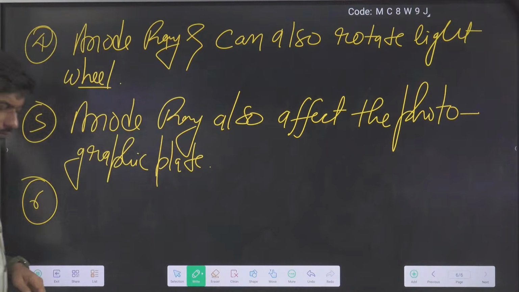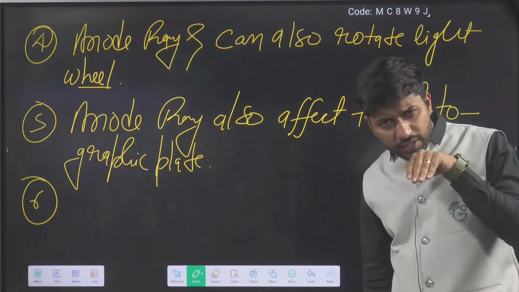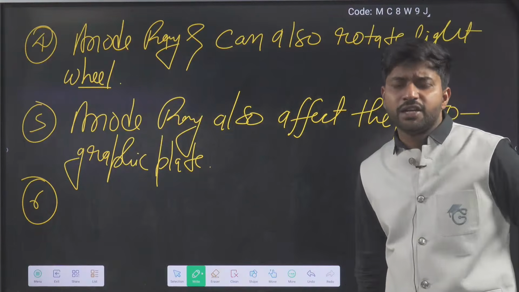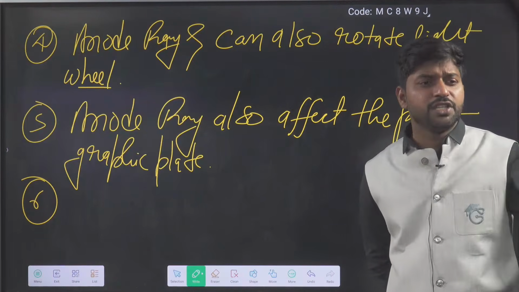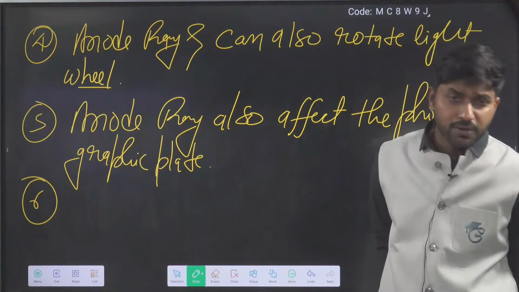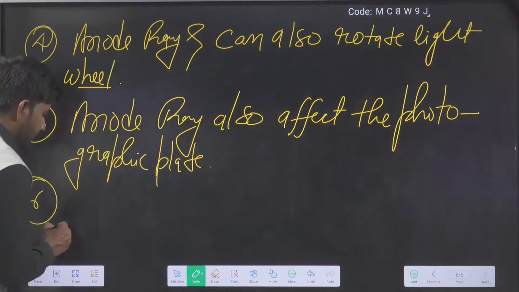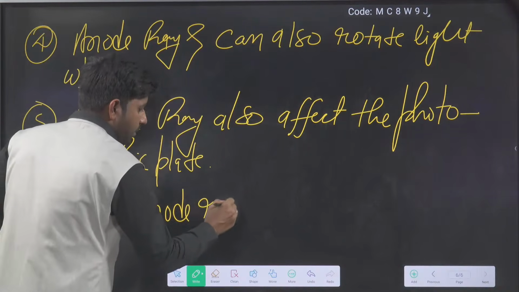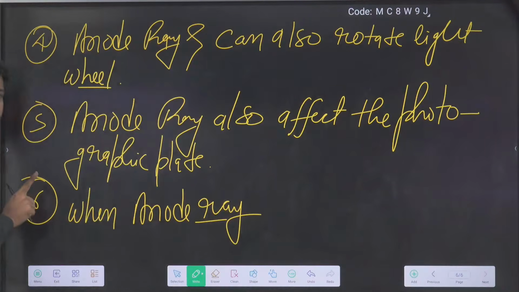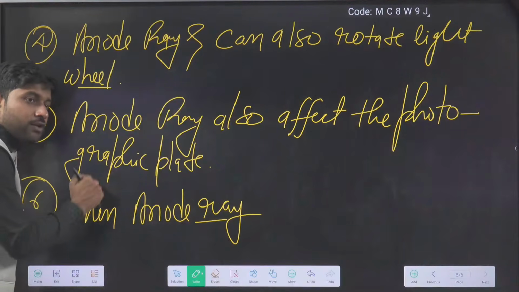Sixth, when anode rays move in an external electric field and magnetic field, which plate side will they move towards, positive plate or negative plate? Negative side. Very good. They will be attracted towards the negative plate side. This property is different. Why is it different? Because they are positively charged, so they are attracted towards the negative plate side.